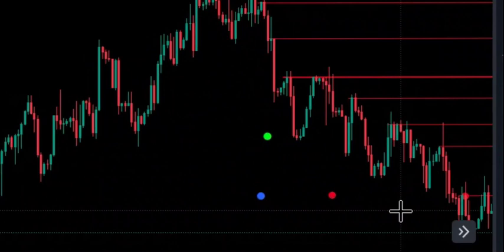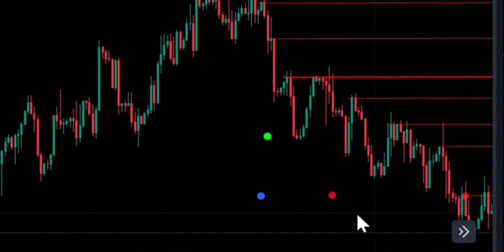Okay. So now what we need to do is go ahead and clone the blue circle, and then we need to put the blue circle. We always put the blue circle on the breakouts.